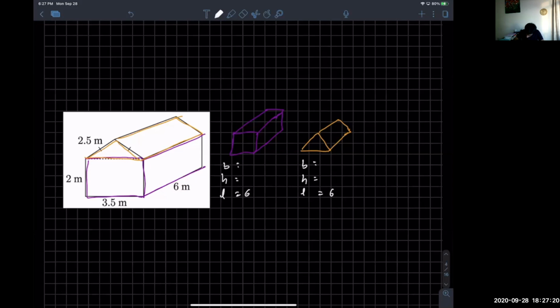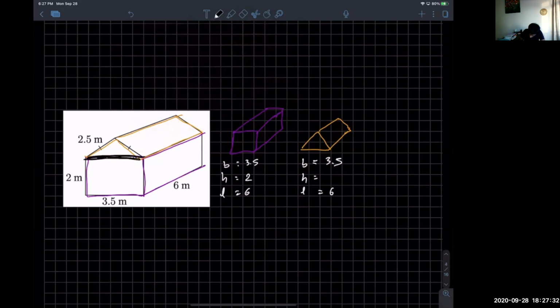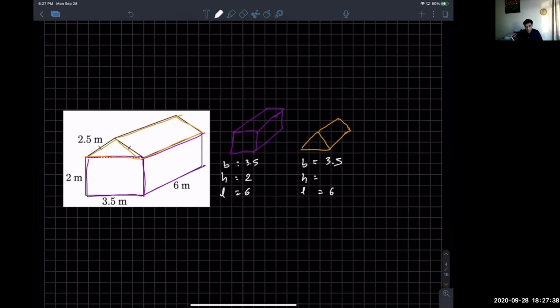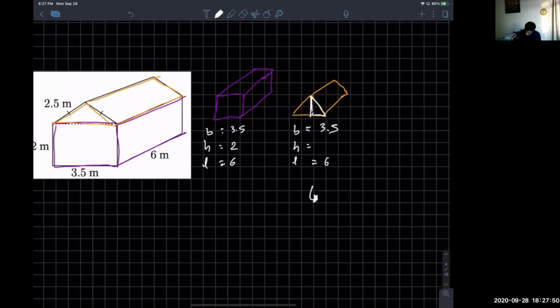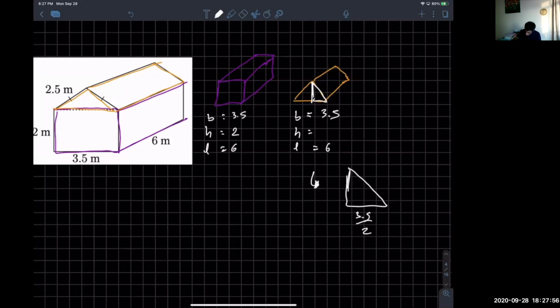For the cuboid, we know that the base is 3.5, the height is 2. Now here we get tricky. Now we don't know the base and the height here, right? Actually, sorry, we do know the base, 3.5. It's this length here, which is 3.5. The height we don't know. So we use the same thing which we did on day 1, which is let's see how we break this down further. So for the height, what we can do is break down this triangle. We'll break down this prism into this right angle triangle. So we bring this down here. We have a right angle triangle. We know this is 3.5 divided by 2, and we know this is 2.5. So using Pythagoras, you can now get the height, correct? So this can go into here.